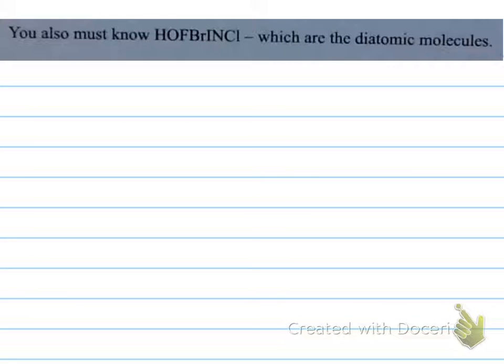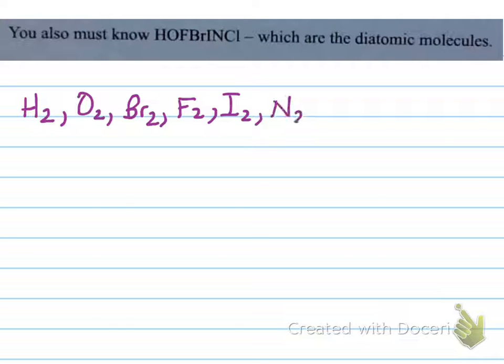The last part of that polyatomic ions to memorize paper is that you have to know the Hofbrinkel, which are these diatomic molecules. So there are 7 of them. That'll always be a question on a polyatomic ion quiz. And you have kind of 2 choices of how to write them. You can write them diatomically as H2, O2, Br2, F2, I2, N2, Cl2. The order that you write them in doesn't matter as long as you have all 7 of them.